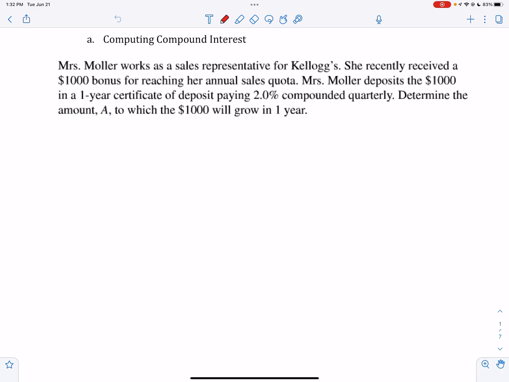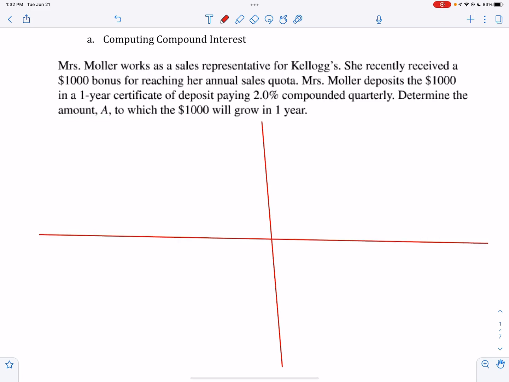So what I'm going to do is make a table here, and then we're going to see that there is a lot easier way to do this problem. So we have Mrs. Moeller who received a $1,000 bonus, and she's depositing it into something that is compounded quarterly. So we are going to have 4 quarters, and I'm just going to label them as such. And each quarter, the principal is going to change.